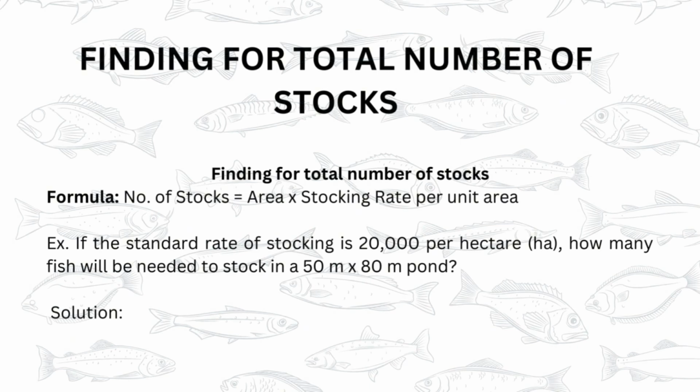The formula is number of stocks equals area multiplied by stocking rate per unit area. Sample problem: if the standard rate of stocking is 20,000 per hectare, how many fish will be needed to stock in a 50 by 80 meter pond? For the given, area is equal to 4,000 square meters, while the stocking rate is 20,000 fishes per hectare.